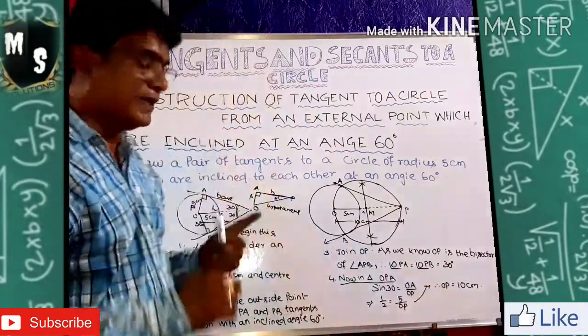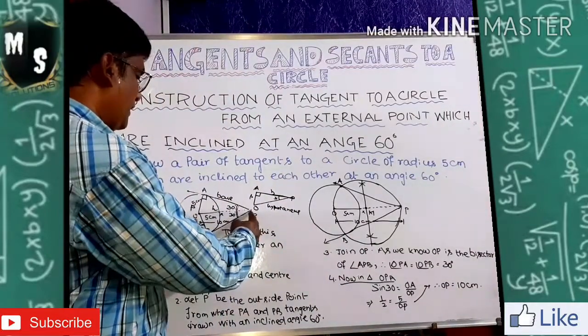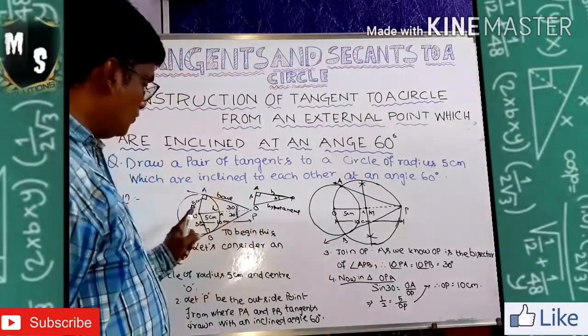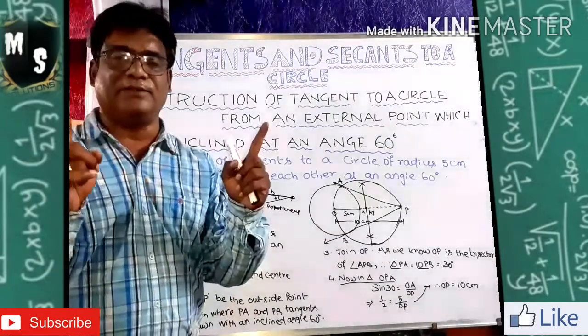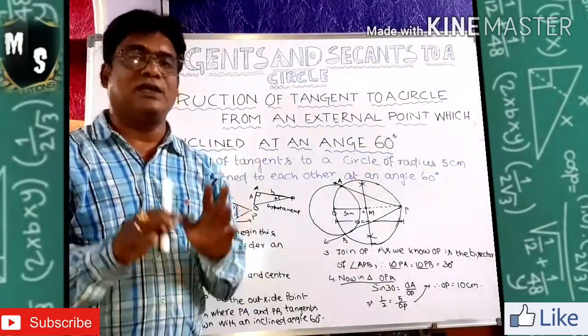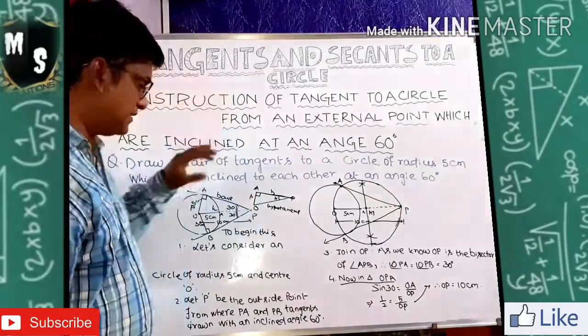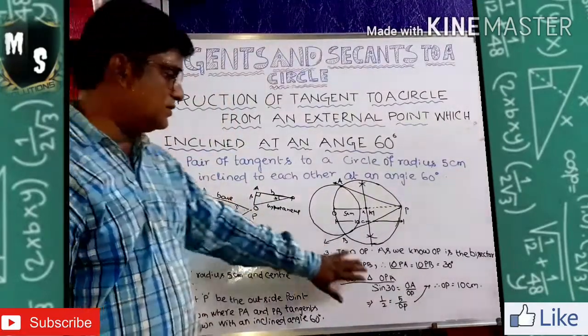So look at it. What came? OP came. OP is 10 cm now. Now you know the distance from the center to the outside point, that is 10 cm. Now you can do the construction nicely. For that reason, this much rough figure and these calculations you have to do.